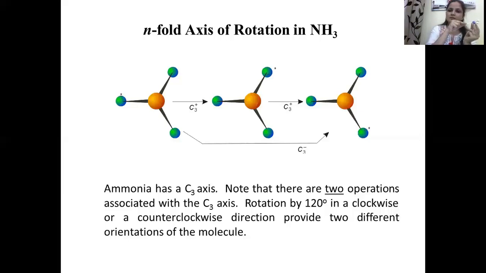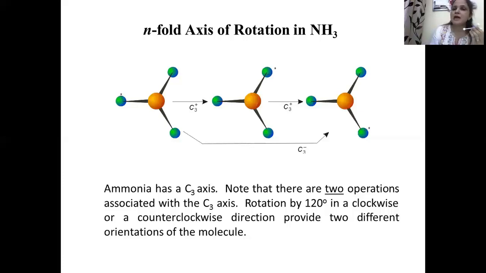Like this. This was the axis. Now I am rotating the molecule like this. This is the rotation. So this BF3 molecule possesses two types of rotation axis, one through the boron atom, another through the fluorine and boron atom.